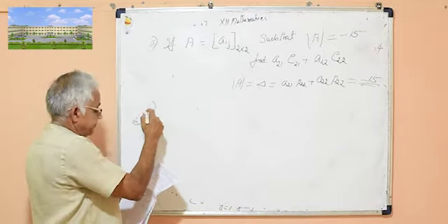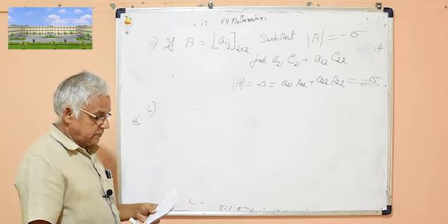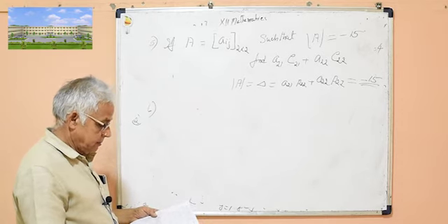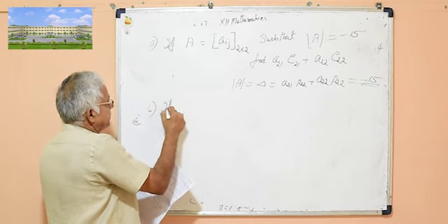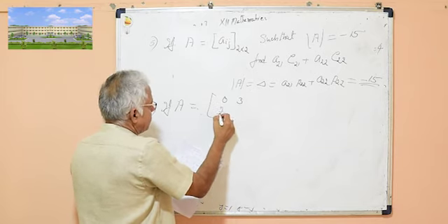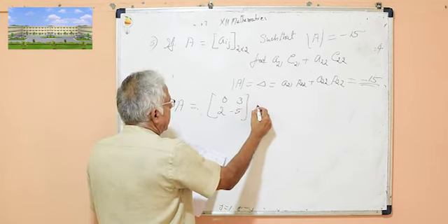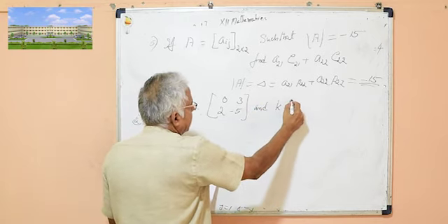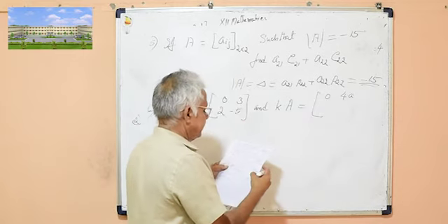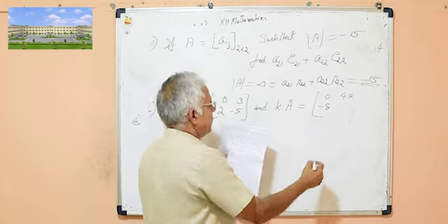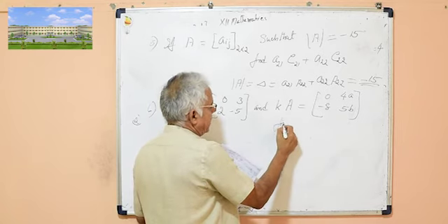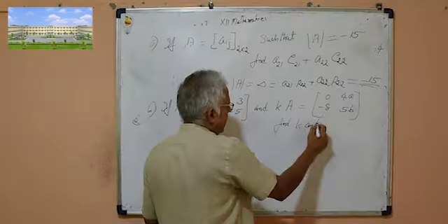Question number 6. If A is equal to the matrix 0, 3, 2, minus 5, and K A is equal to the matrix 0, 4A, minus 8, 5B, where K is a constant, find the unknown values K and A.